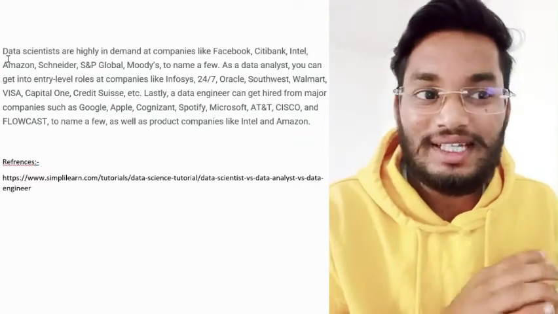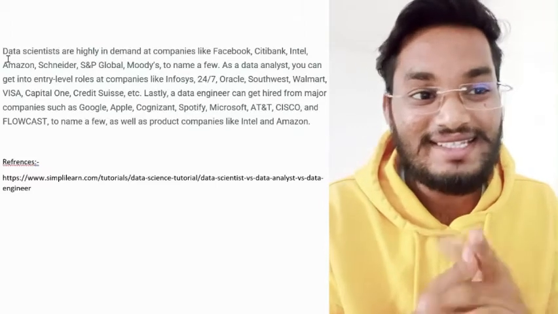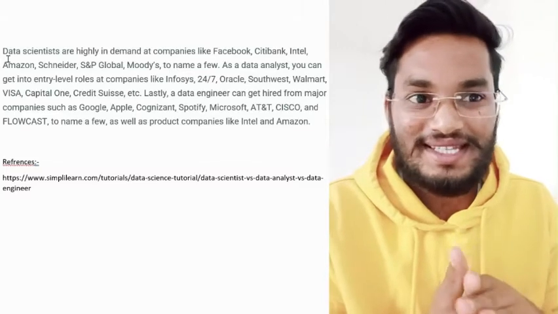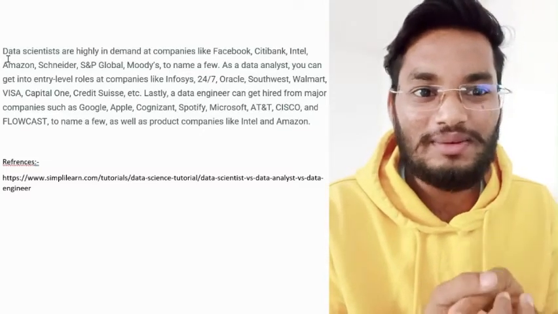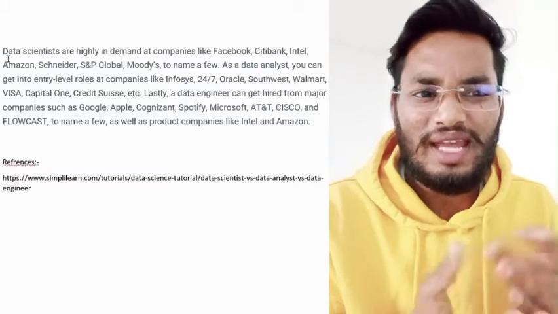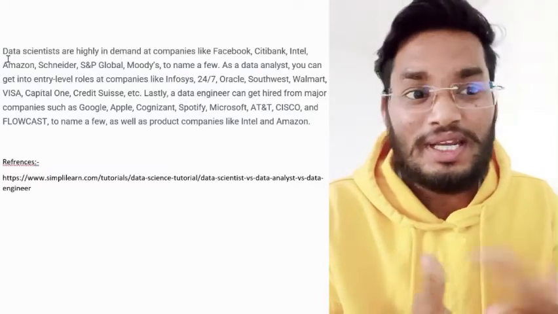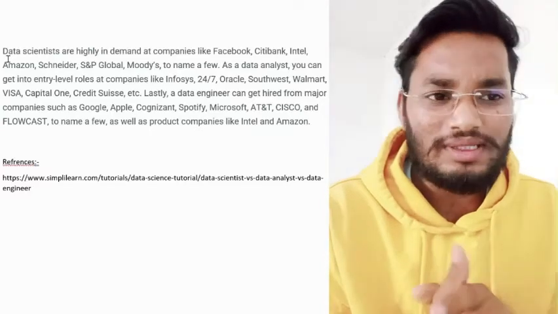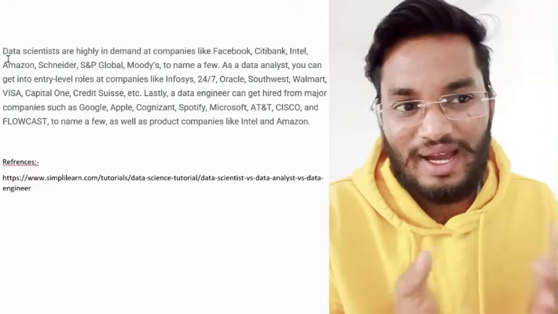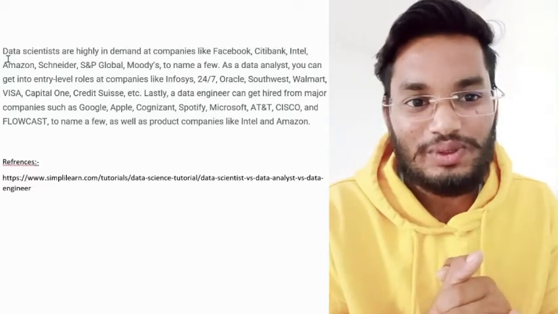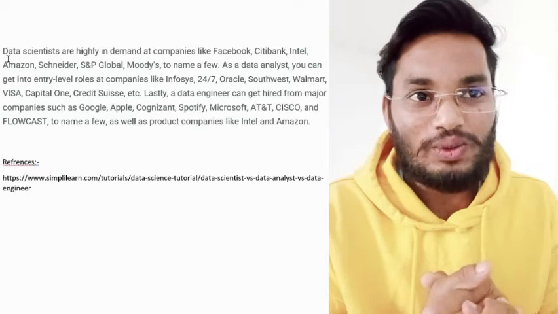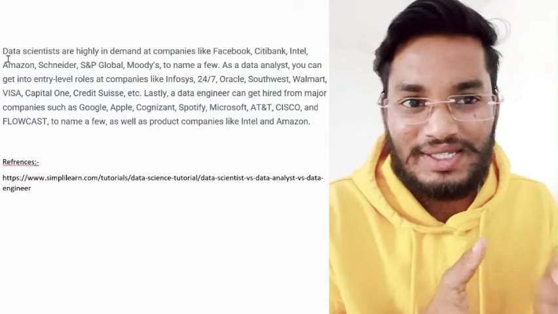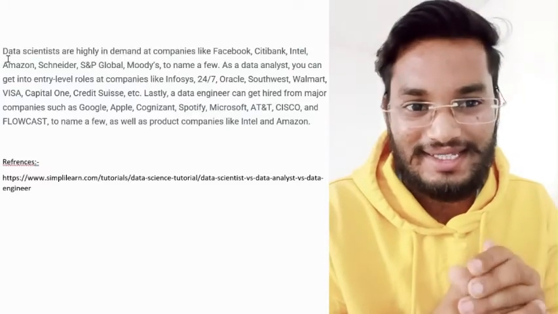And lastly, data engineers can get hired by major companies. Every company has data engineer posts, and a majority of companies hire data engineers, like Google, Apple, Cognizant, Shopify, Microsoft, Cisco, and so on. Product based companies like Intel, Amazon, and Google also hire data engineers. Also, in the end I will give a reference so that you know about these roles: data engineer, data scientist, and data analyst.